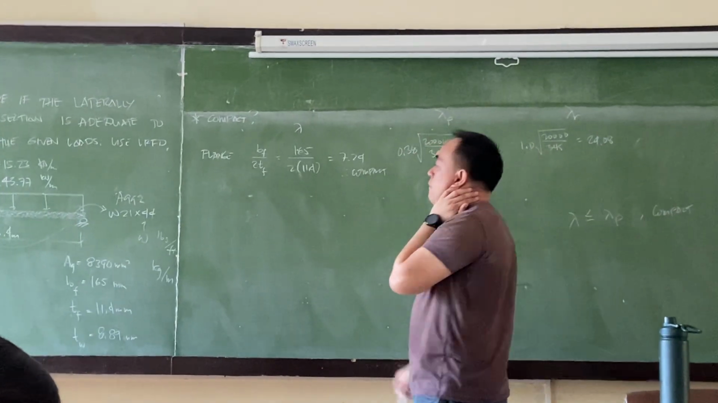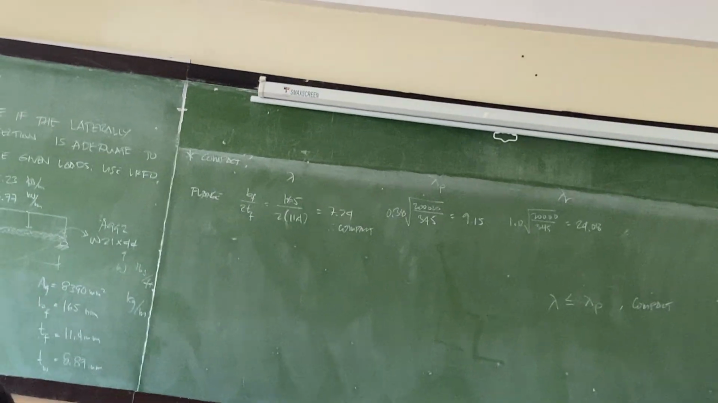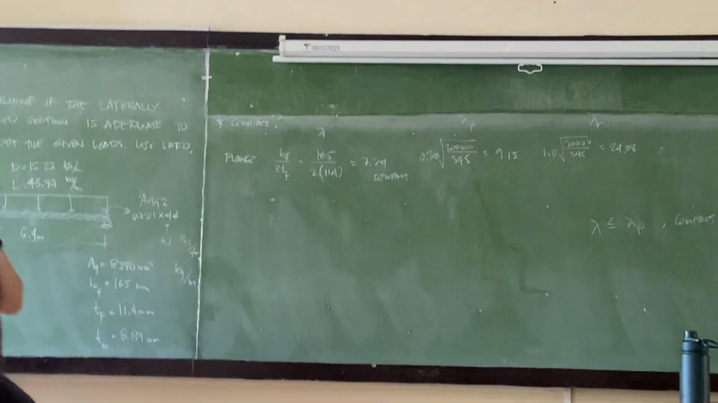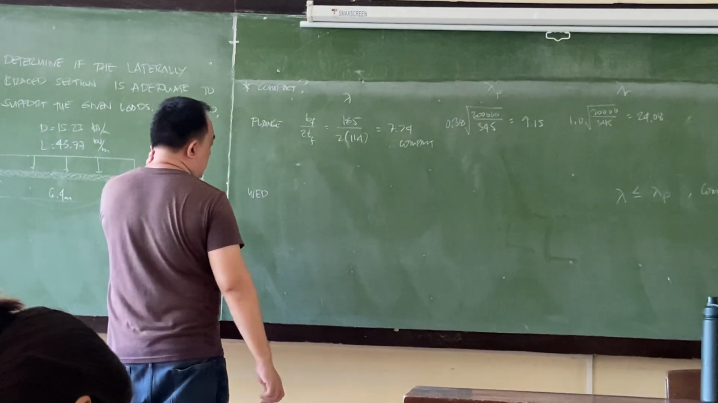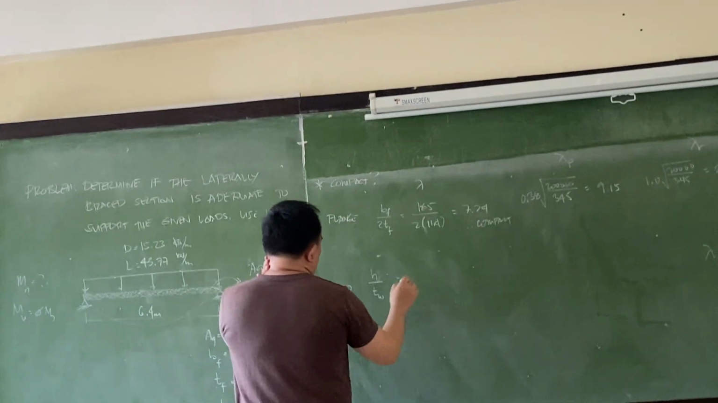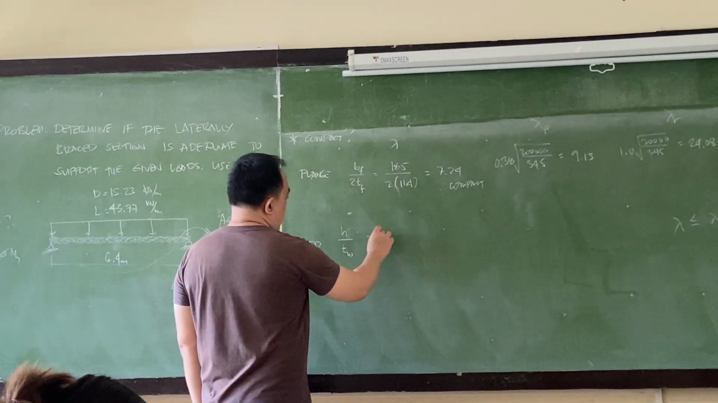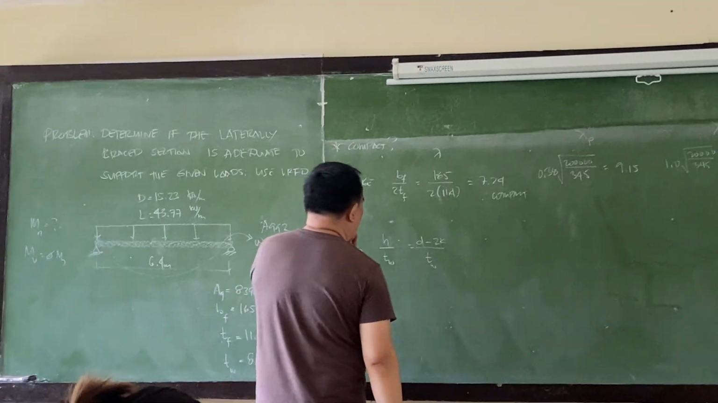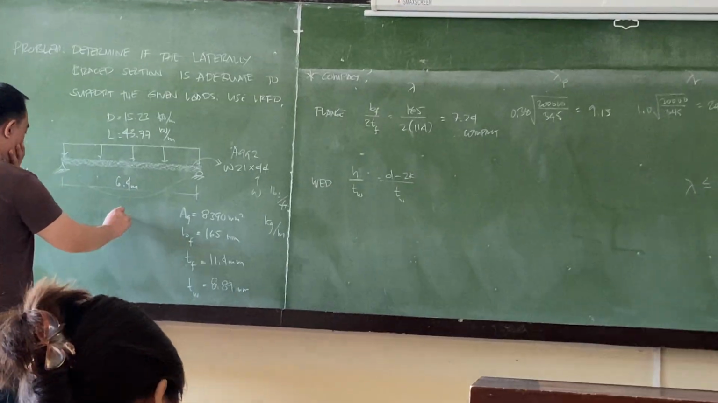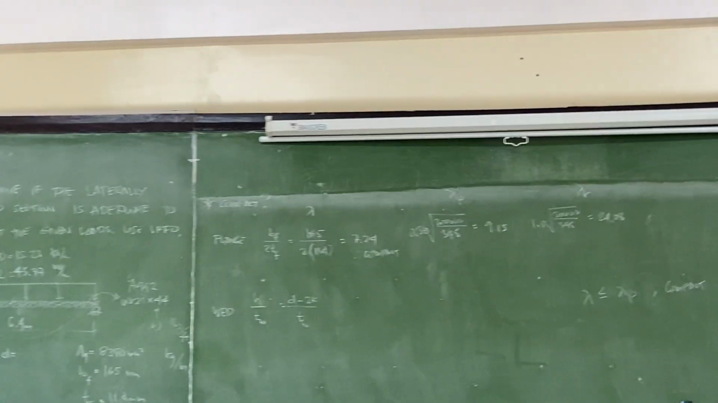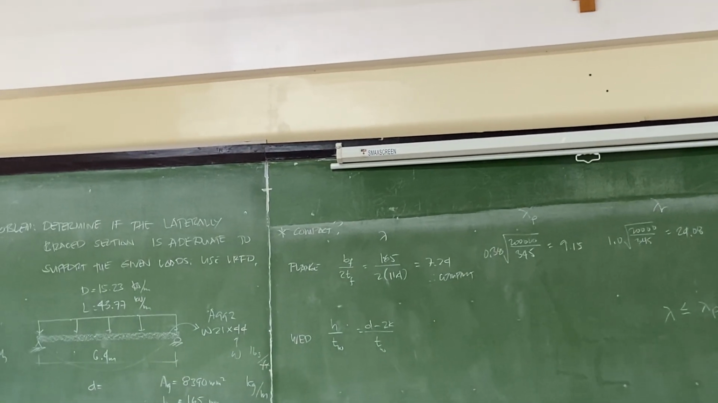For the flange, we also need our web to be compact so that the section is completely compact. So for the web, we have our width to thickness ratio, h over tw, thickness of your web. The definition of h is d minus 2k. We already have our tw. We also need our k. What is d first?